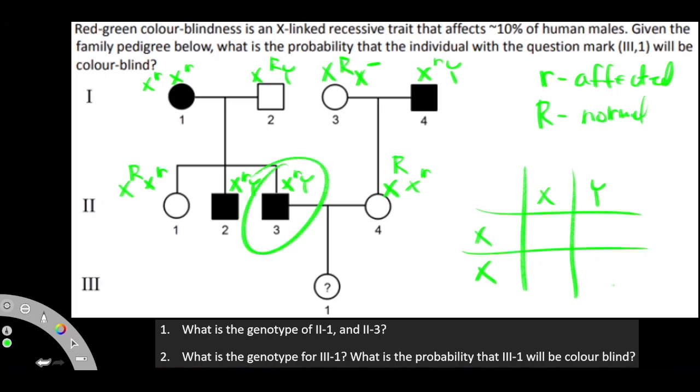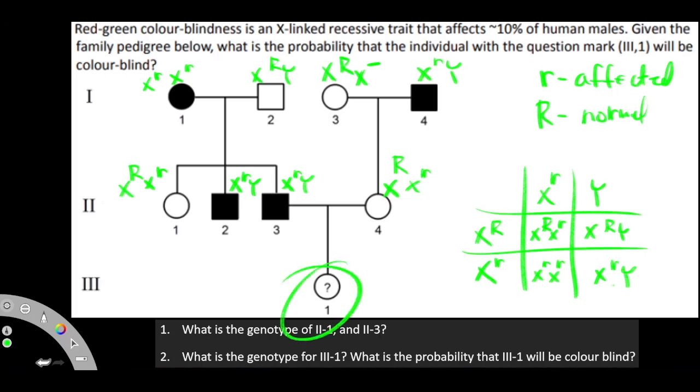So what is the male here? X to the small r, Y. And this female, X to the big R, X to the small r. So you get X to the big R, X to the small r, X to the big R, Y. X to the small r, X to the small r, X to the small r, Y.